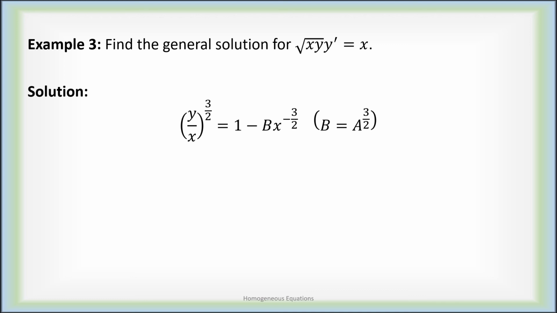So here's where we are so far, and our goal is to solve for y. We're now a little closer to the end. I just need to raise both sides to the 2/3 and then multiply by x. And we'll end up right here. y is x times (1 minus some constant times x to the minus 3/2), all to the 2/3. There is a solution to the differential equation, root xy times y prime equals x.